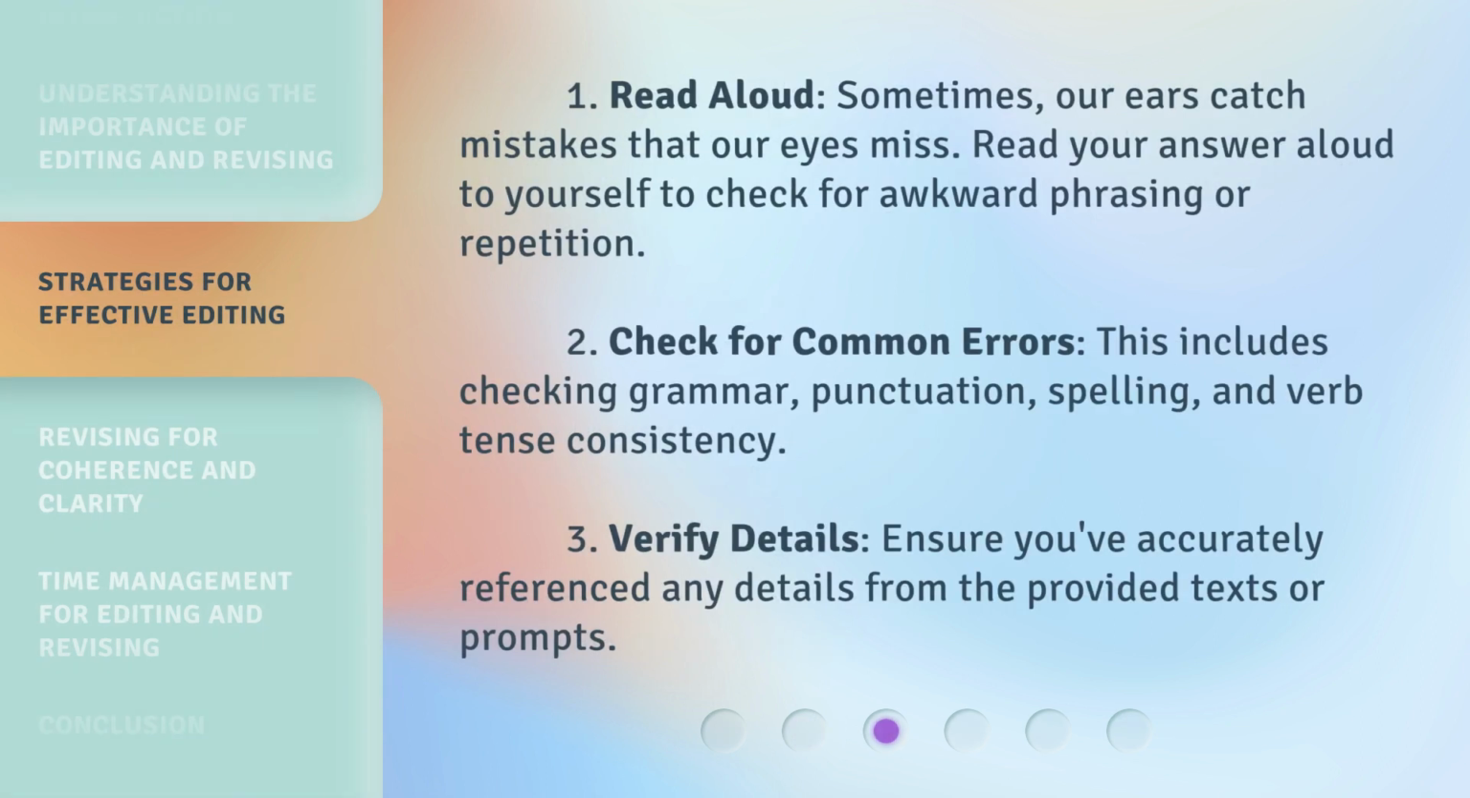1. Read aloud. Sometimes, our ears catch mistakes that our eyes miss. Read your answer aloud to yourself to check for awkward phrasing or repetition. 2. Check for common errors. This includes checking grammar, punctuation, spelling, and verb tense consistency. 3. Verify details. Ensure you've accurately referenced any details from the provided texts or prompts.